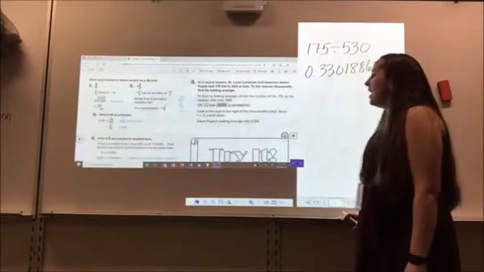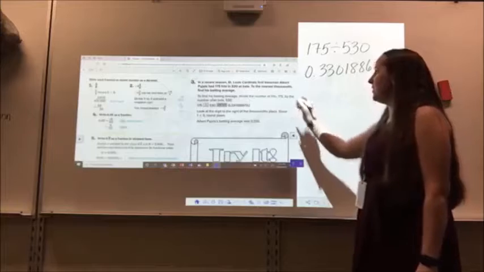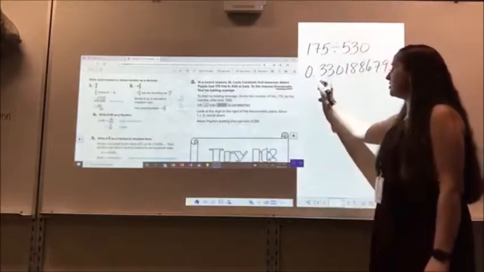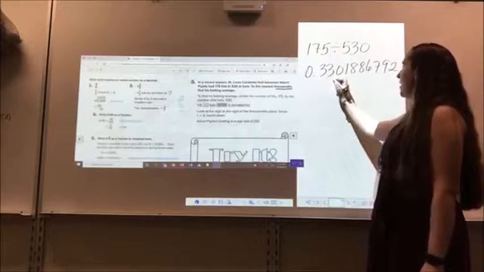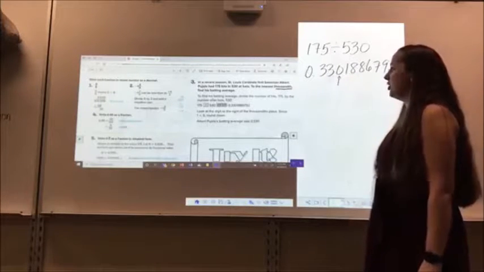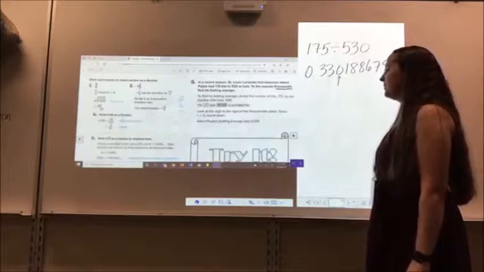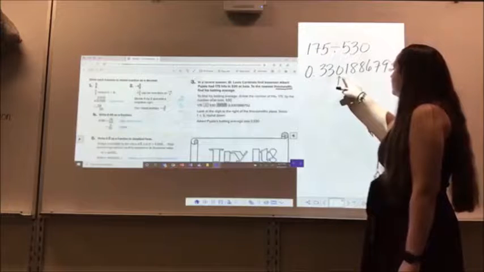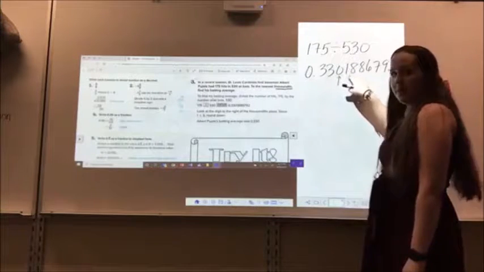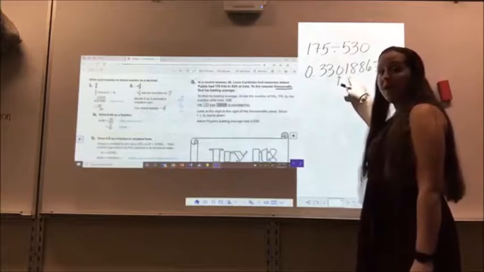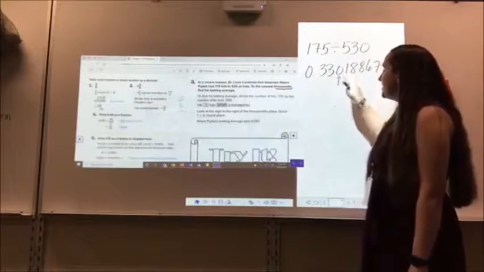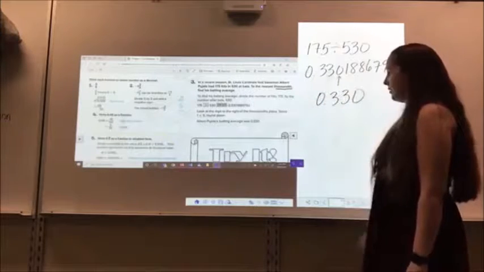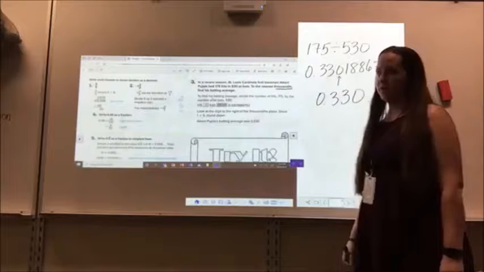Okay. I want to look at the digits. It asks me for the nearest 1,000. Okay, so I'm going to go look at my digits. Here's my tenths, my hundredths, my thousandths. So this is what I want to look at. The one right next to it is a 1. Well, 1 is less than 5, so that stays the same. So I get 0.330. That was his batting average.